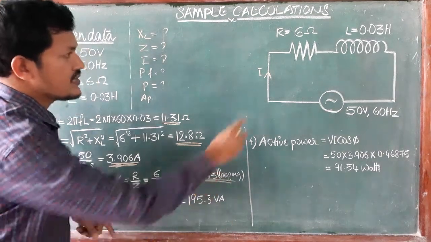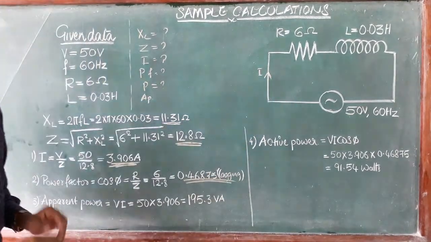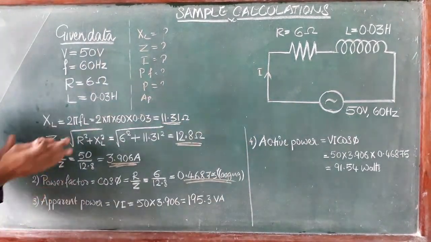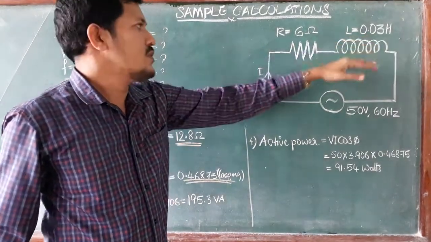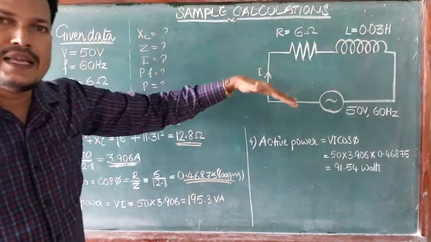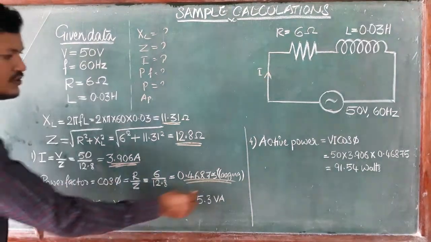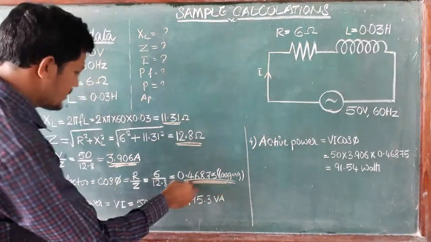Why lagging? Because this is an RL circuit, so the phase is lagging or in phase only. Suppose L is 0, then it would be in phase; here L is not 0, so it should be lagging. So the power factor is lagging.